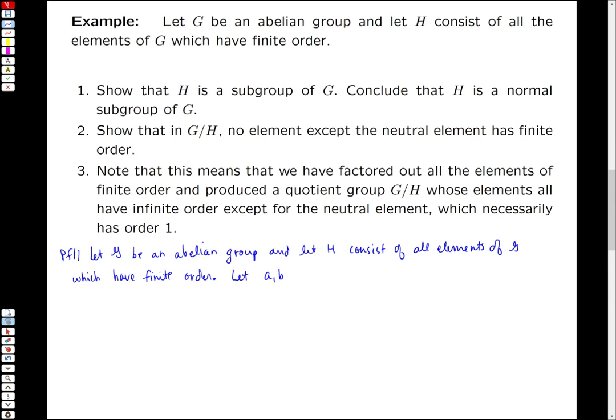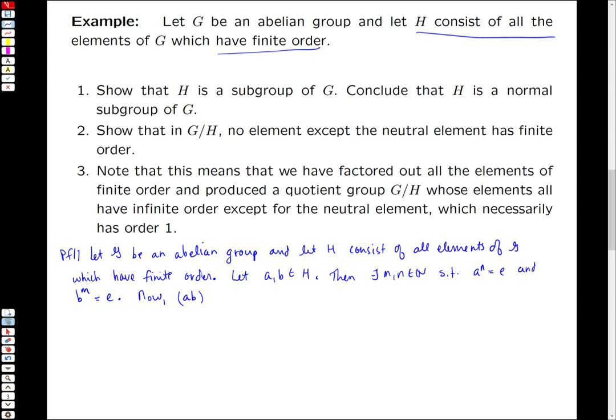Let A and B be elements of H. The definition for being in H is that the elements in H have finite order. So that tells me there exist an M and an N in the natural numbers such that A to the N equals E and B to the M equals E. Now I want to put both the elements together, the product of them, because I want to show that the product is in H.